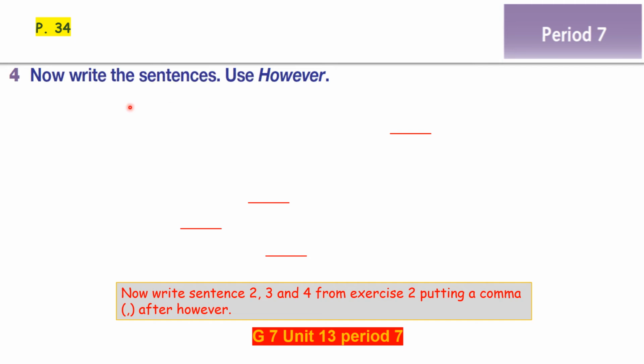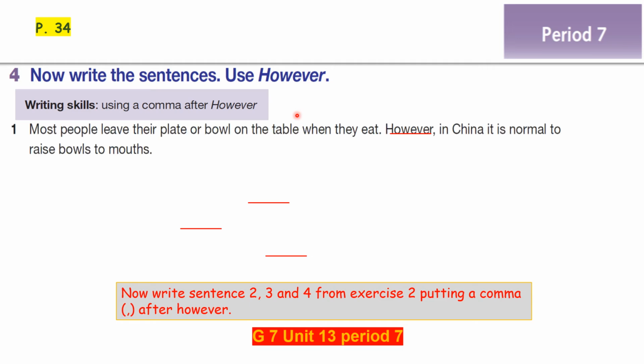Exercise 4, page 34. Now write the sentences using however. Writing skills: using a comma after however. However is a conjunction. You have to put a comma after it. Whenever you use however, please put a comma after it.